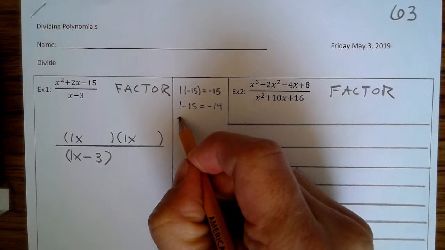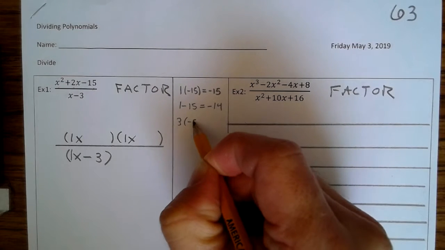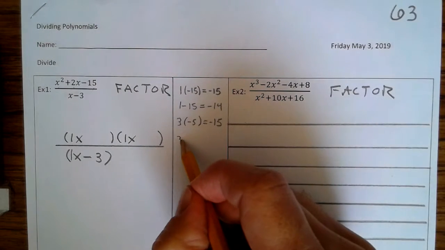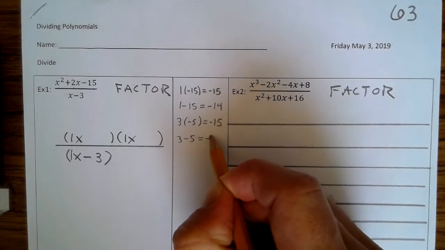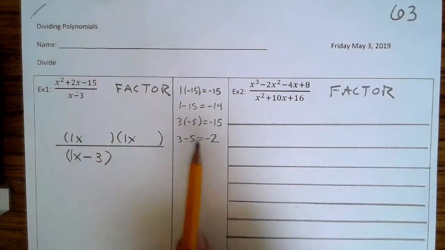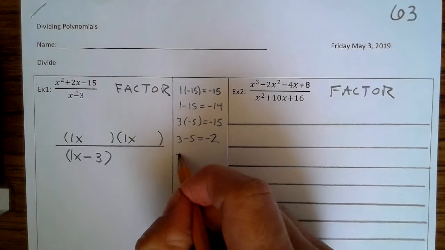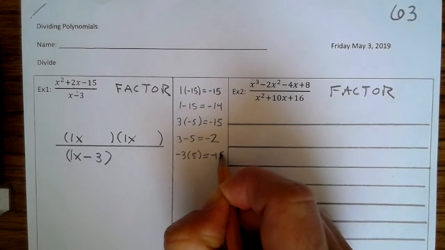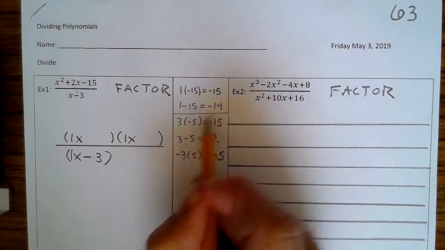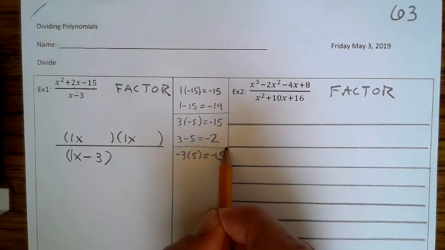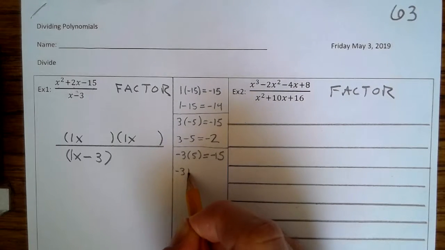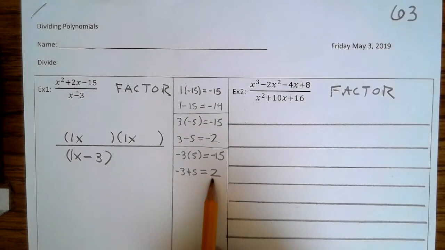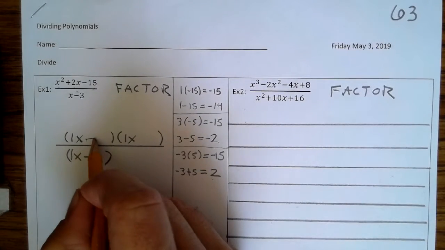Doesn't work. 3 times negative 5 is negative 15. 3 minus 5 is negative 2. We have the 2, but it's negative, so we're going to switch signs. So negative 3 times positive 5 is negative 15. Negative 3 plus 5 is 2. So this works. So it's x minus 3, x plus 5.